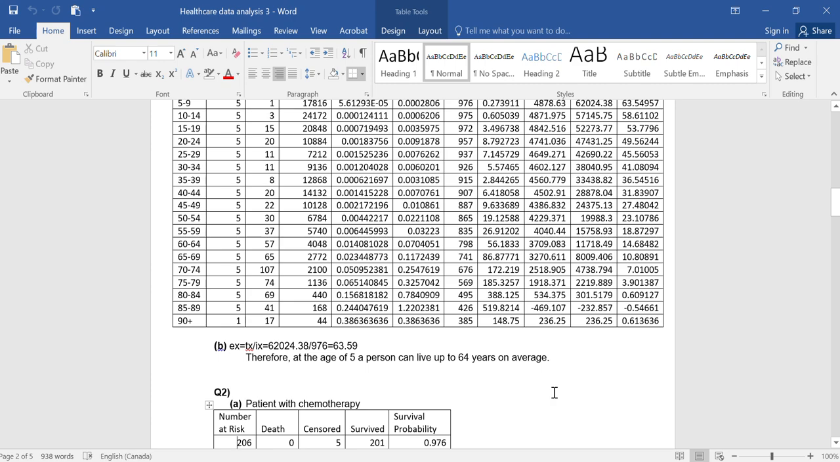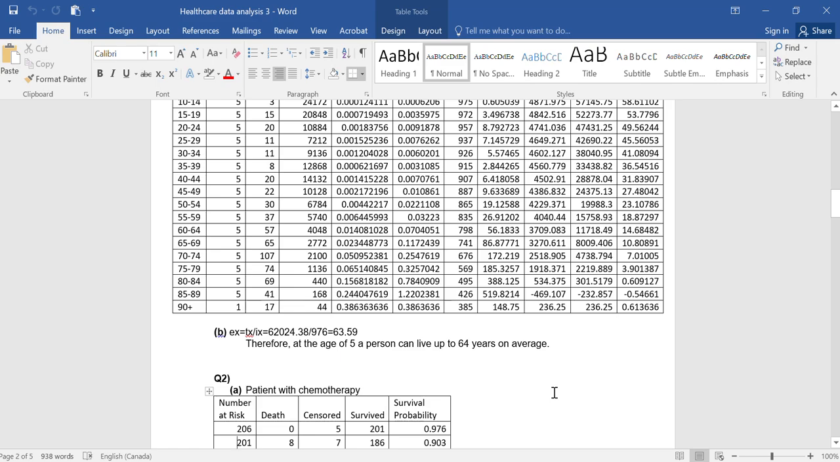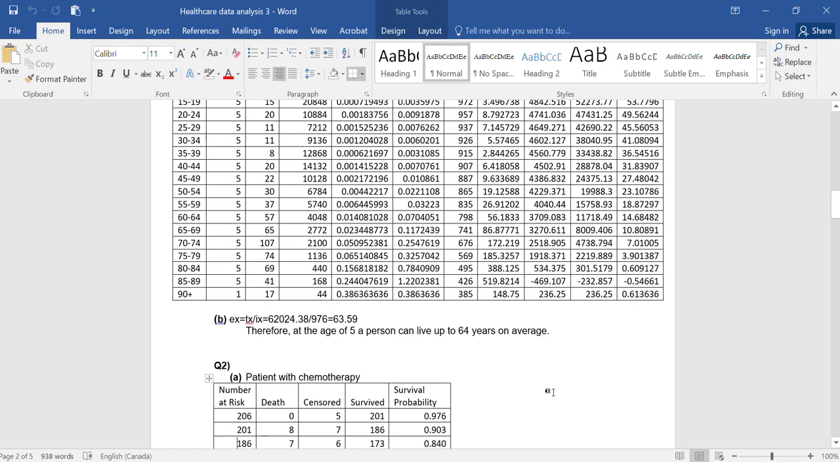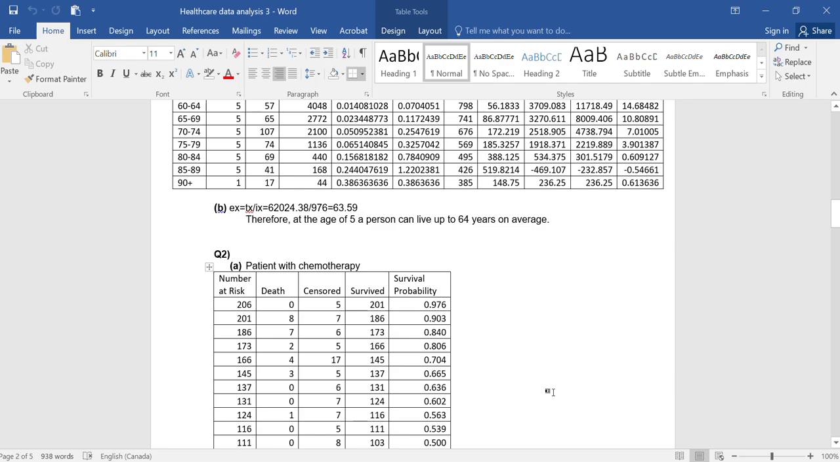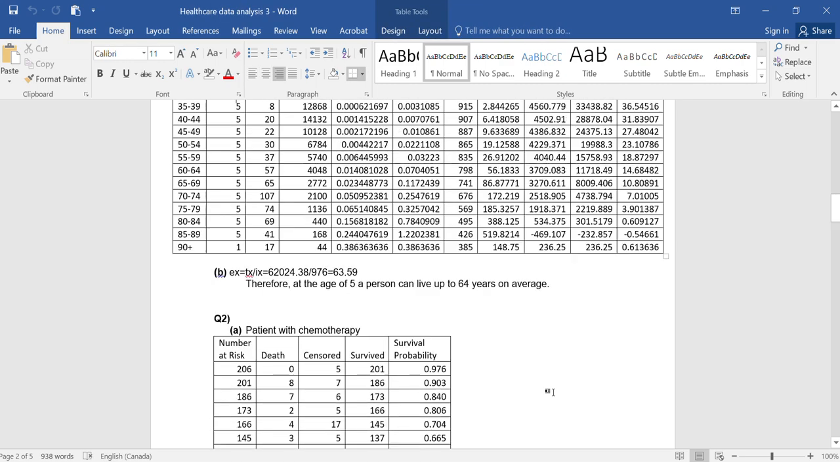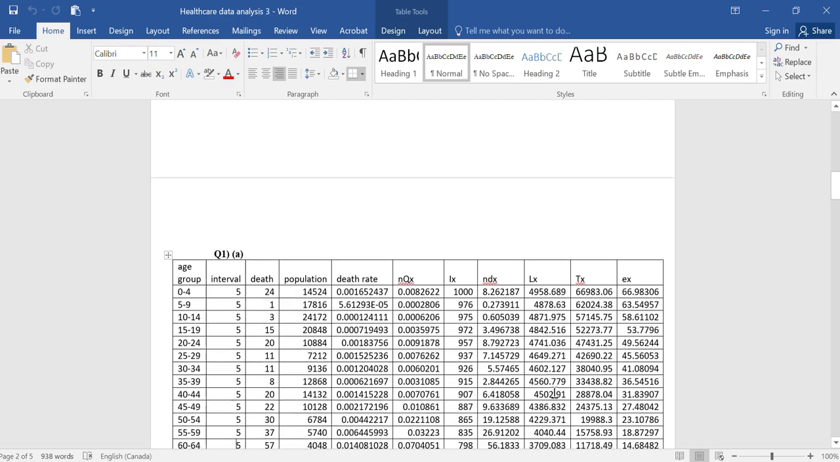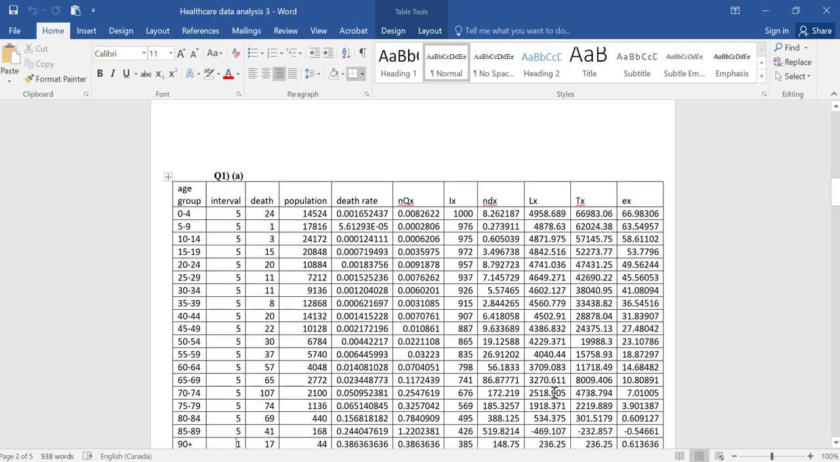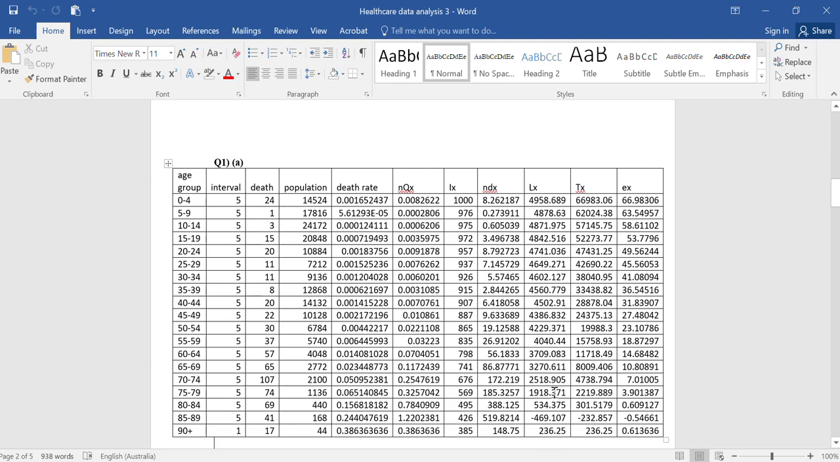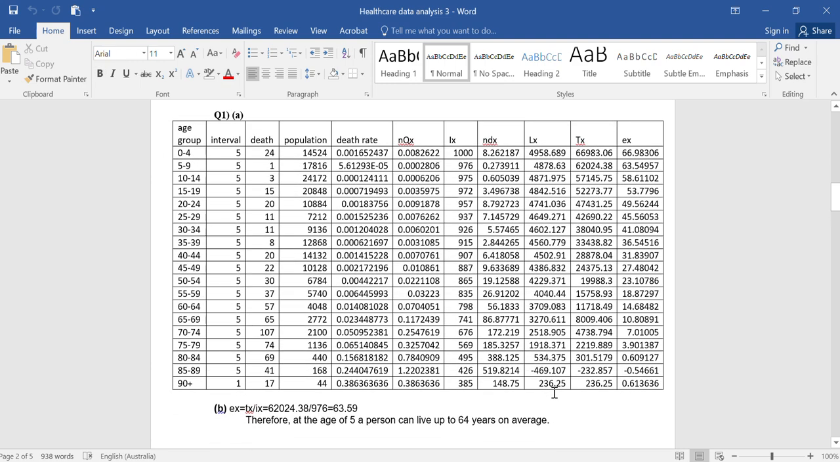This assessment required me to demonstrate not just mathematical accuracy but also the ability to interpret what the data means for health policy and patient outcomes. In question 1, I worked with life table data to calculate measures like death rate, life expectancy, and mortality probabilities for different age groups. The task tested my understanding of epidemiological statistics, particularly how population health data is summarized and used to estimate life expectancy at birth and at different ages.